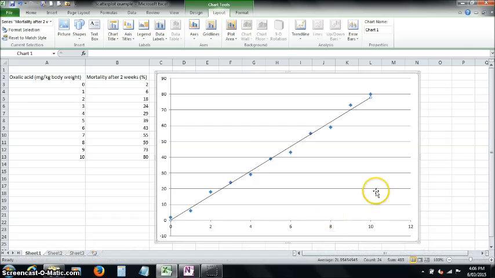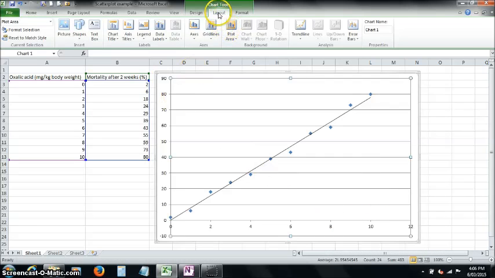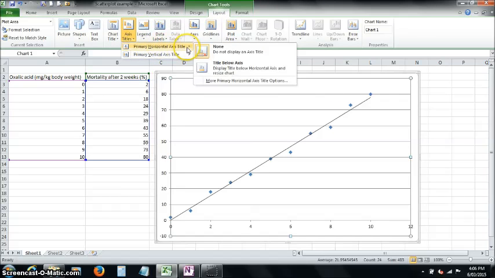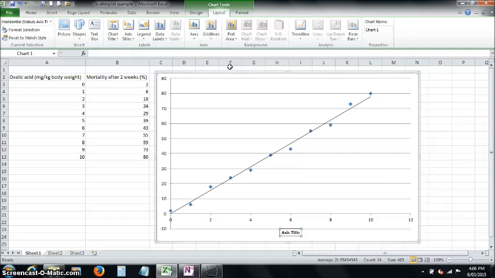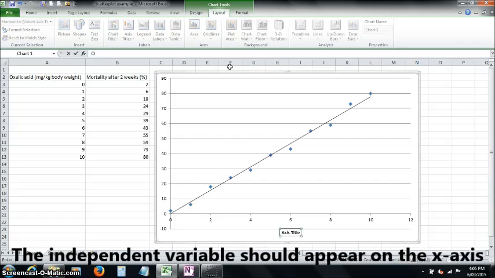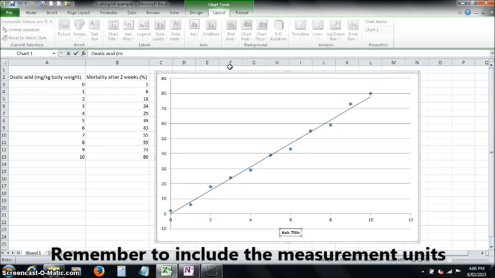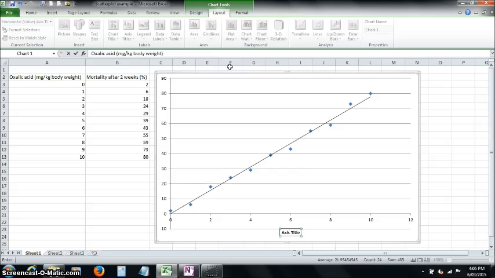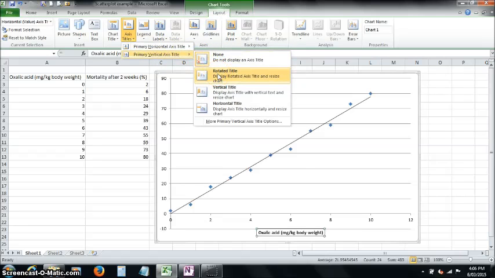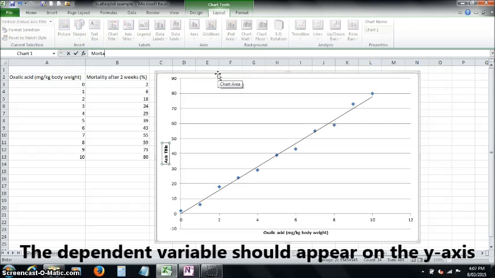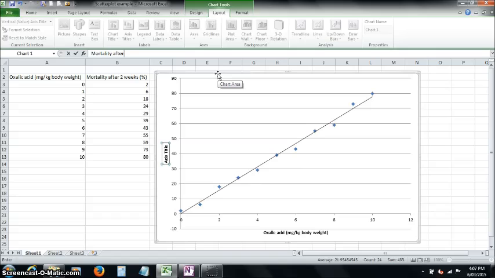Next thing you'd want to do is add axis titles to the graph. So to do that, go to again Layout, axis titles. Let's put a horizontal axis in below. That will be oxalic acid. Always remember to put in the units so someone will be able to replicate that. Yeah, that's good. Put in a vertical axis and we'll go rotated. And this one is mortality, and that's expressed as a percentage. Okay, good.